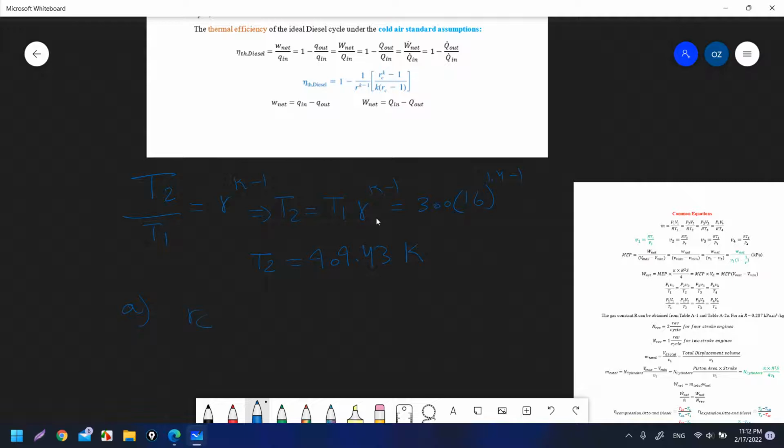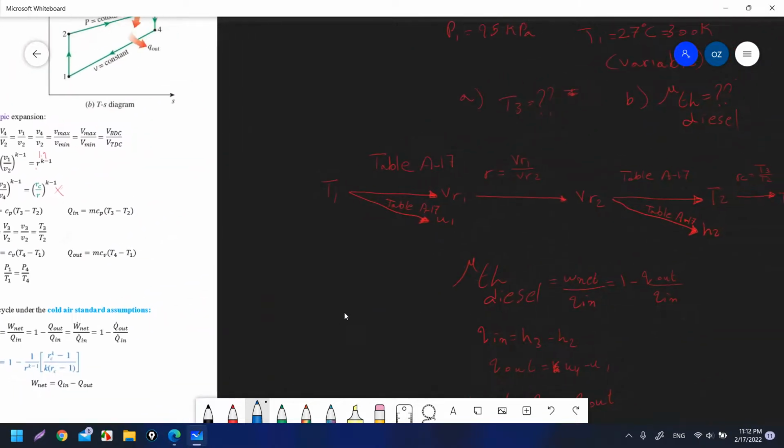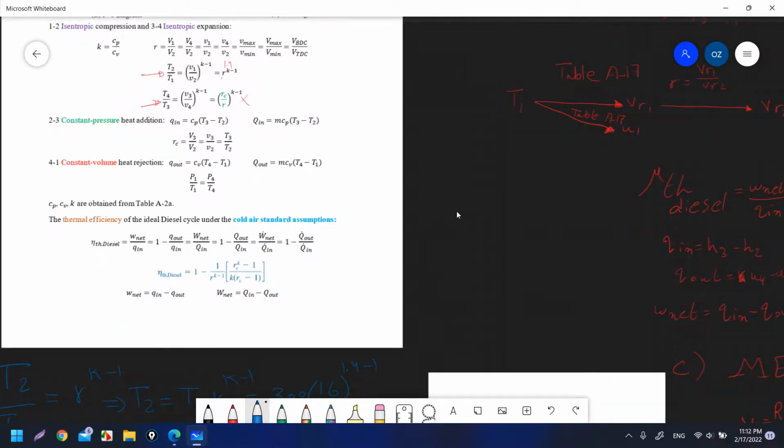And then for part A, I want to find T3. T3 is in this equation, T3 over T2 equals RC. So T3 is equal to T2 times RC, which is 909.43 times 2. Then T3 is equal to 1818.86 Kelvin. Now I found T3. What about the thermal efficiency for diesel?